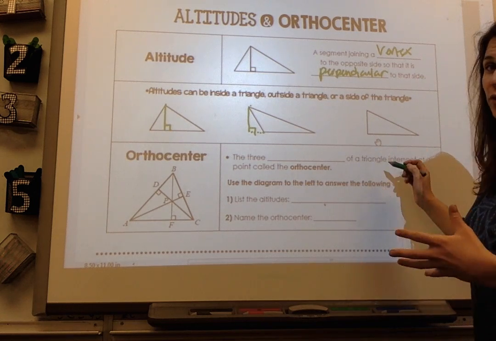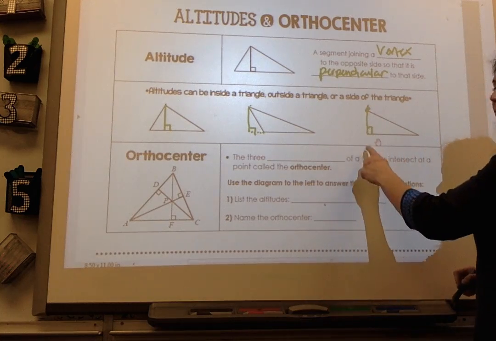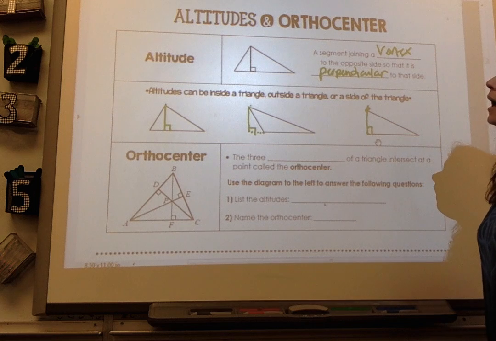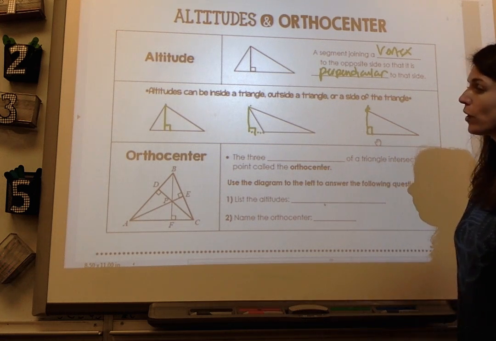And on this right triangle, the altitude actually is on. It is actually a side of that triangle. So all three look a little bit different, but that's how altitudes can form on a triangle.